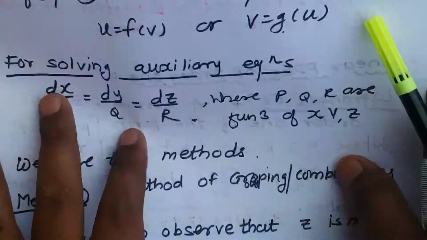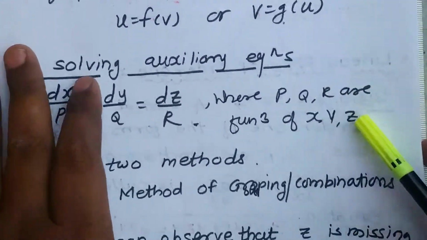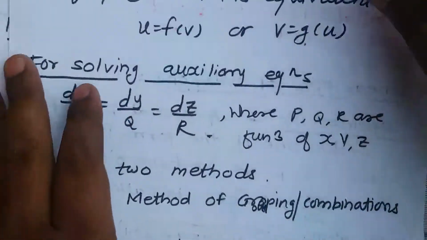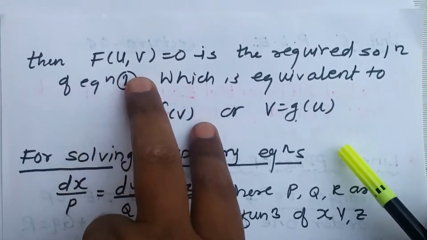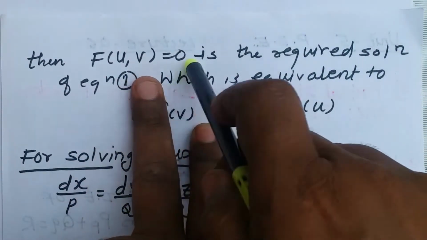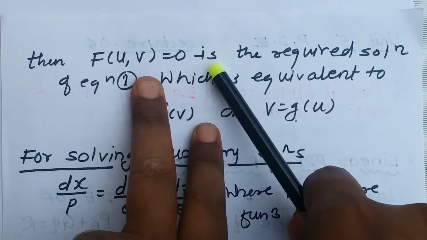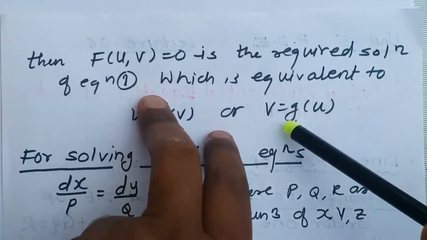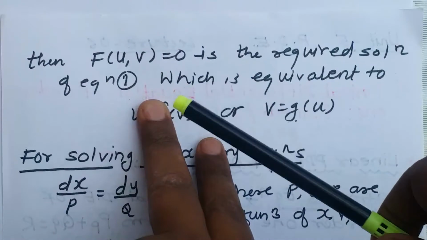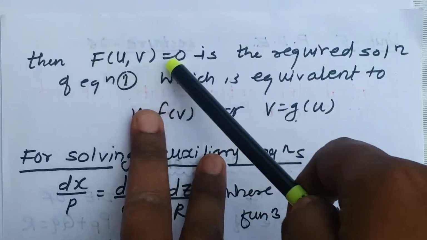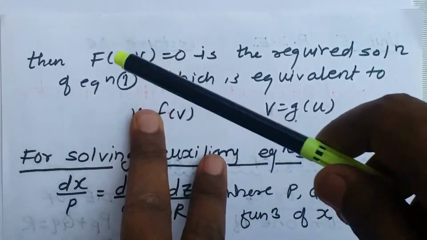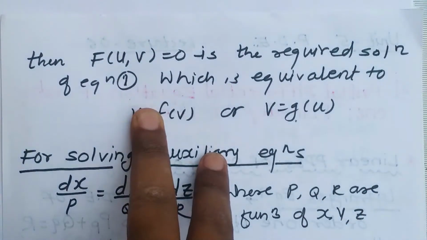Fine. After getting these two u and v, the general solution of equation 1 will be of this type: f of u comma v equal to 0, where f is an arbitrary function. This type of thing we have done already in the formation of differential equation part. There we have this type of arbitrary function in front of us, and from that we have obtained the partial differential equation.